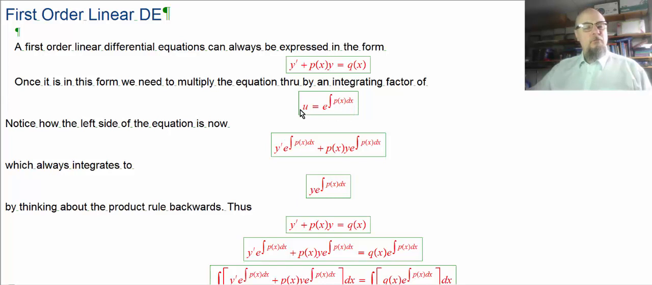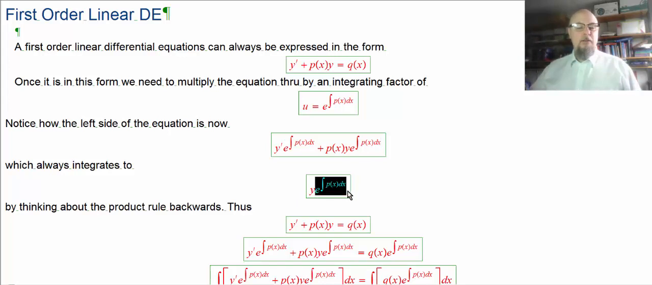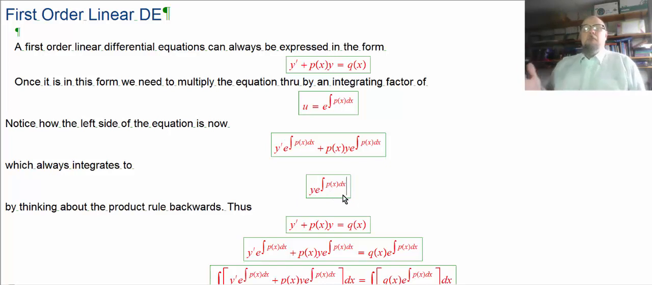So when I multiply through by this integrating factor, the purpose of it is to integrate the left hand side. Once I multiply through, the left hand side then is y prime times the integrating factor plus py times the integrating factor. Now that left hand side always integrates to be y times the integrating factor, y times the e to the integrate p. I'm just saying that.